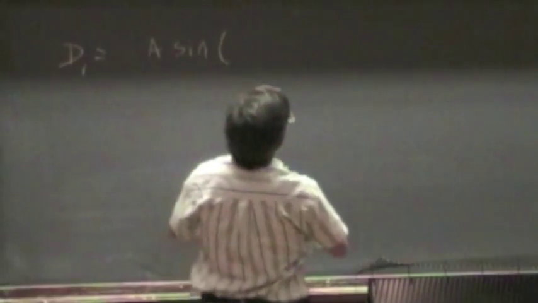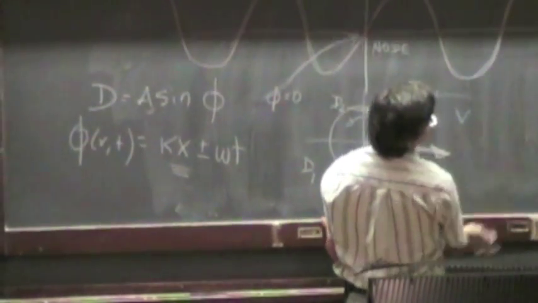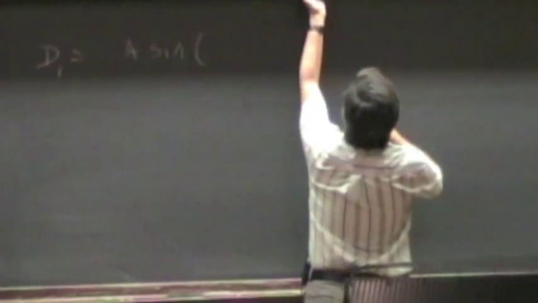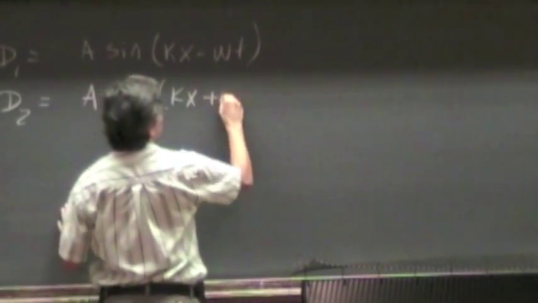You can do this mathematically, of course. D1 is a sine of, let me be consistent with what I wrote before. I call D1 the one with the minus. D1 is kx minus omega t. D2, the second wave, is, this is the one moving to the right, this one's going to the left. kx plus omega t.